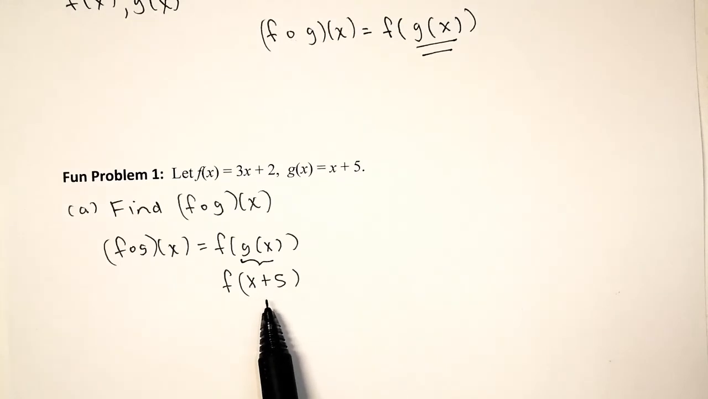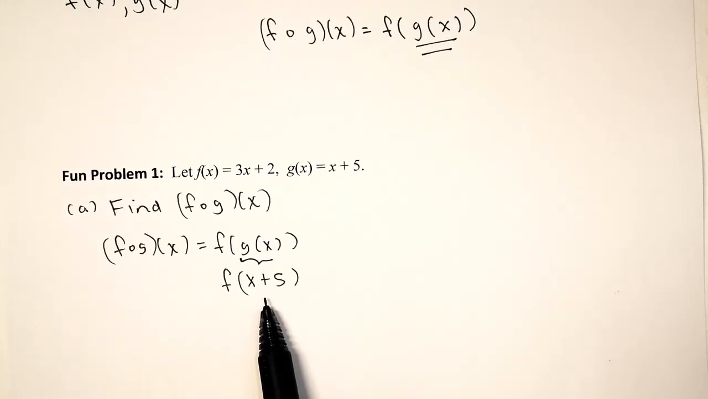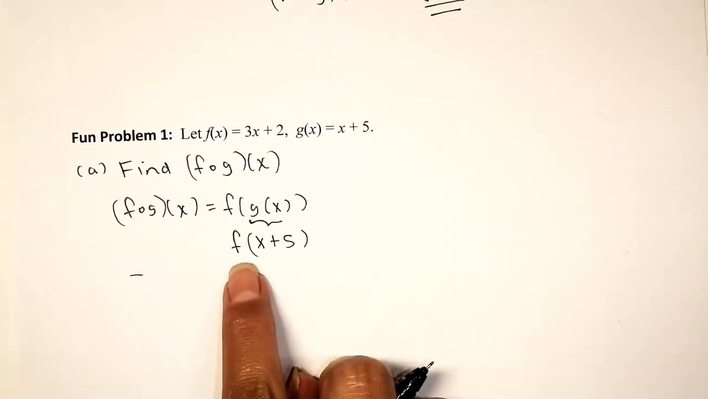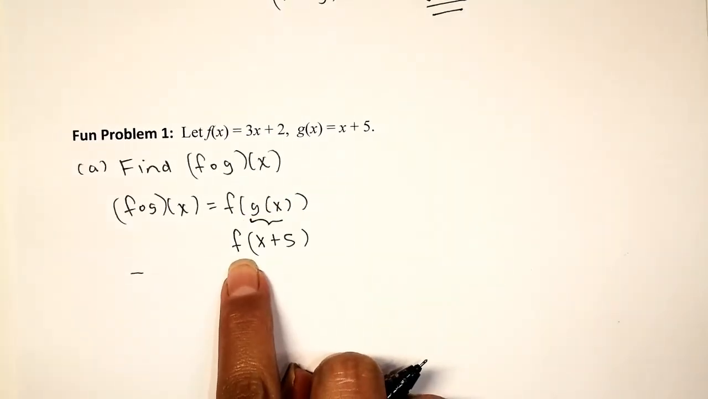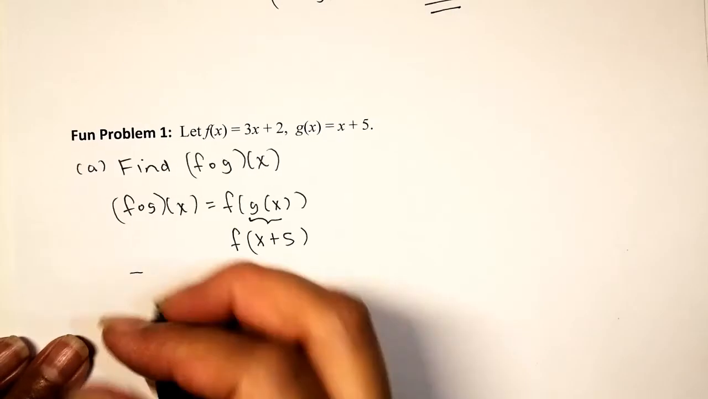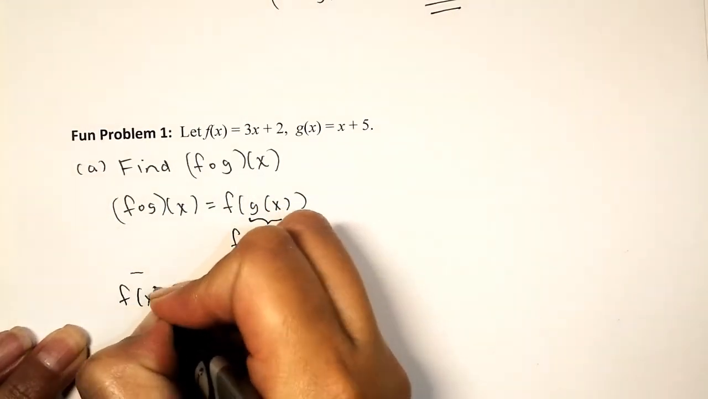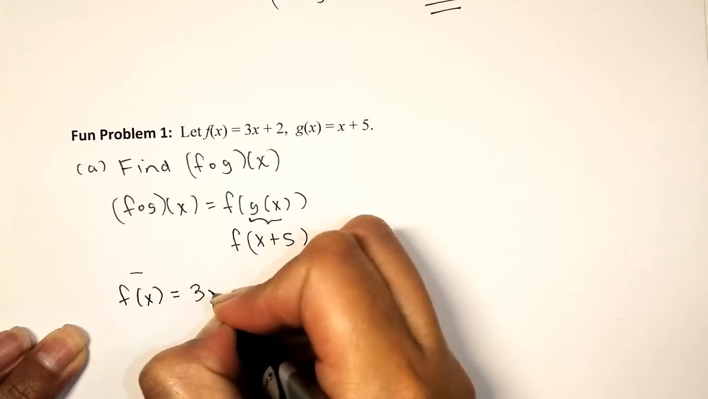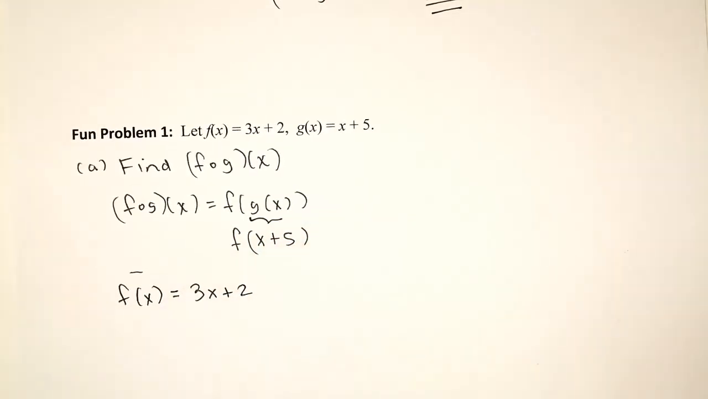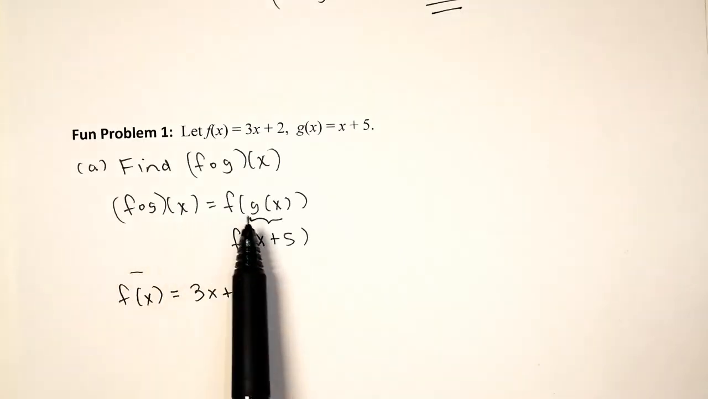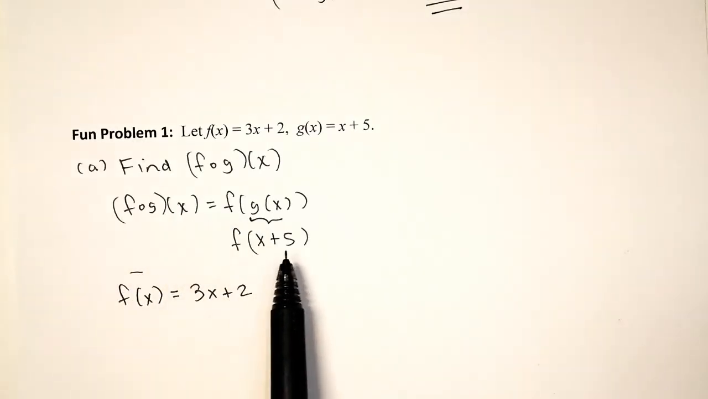So now what are we going to do? We are going to substitute x plus 5 for the input of x. Handle it however you like. For me, I need a little break. So first thing I'm going to do is write down what the function f is. We have f, which is a function of x. f of x equals 3x plus 2. What do we want to find? We want to find f of g of x, which boils down to finding f of x plus 5.